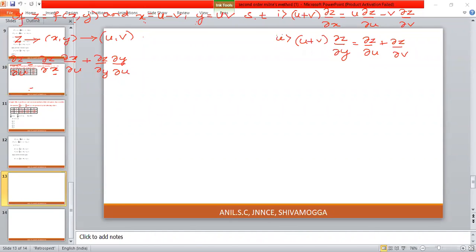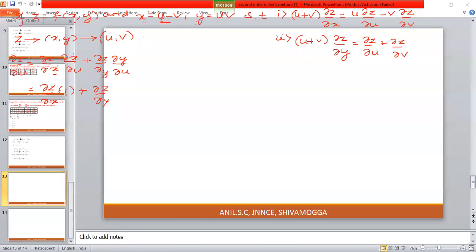This is equal to del z by del x into del x by del u. Z is written symbolically here, so keep this derivative as it is. This is the partial derivative of x with respect to u, that means treat v as constant. Derivative of u minus v with respect to u is 1, since v is treated as constant. Plus del z by del y into del y by del u.